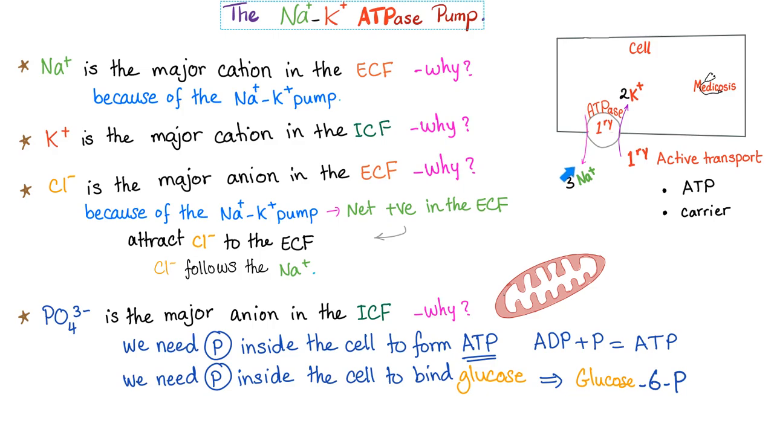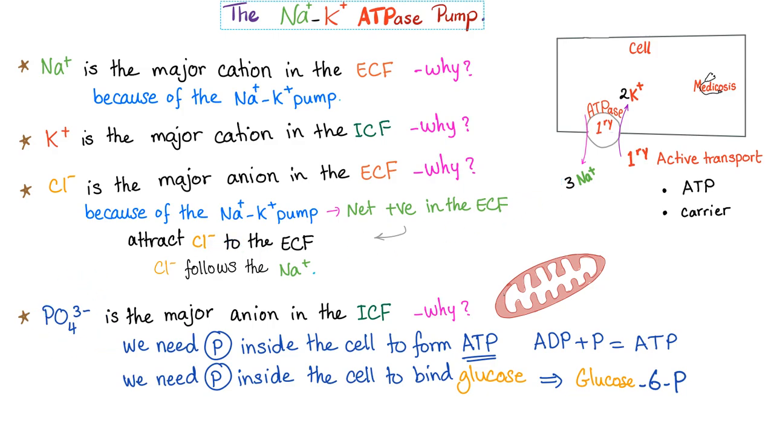It's dishing potassium to the outside and bringing potassium to the inside. And that's why sodium is more predominant on the outside. Potassium is more dominant on the inside. Chloride is the major anion in the ECF. Ever wondered why? Sure, because since sodium is more predominant on the outside, sodium is positive, chloride is negative, they will attract each other to make salt.